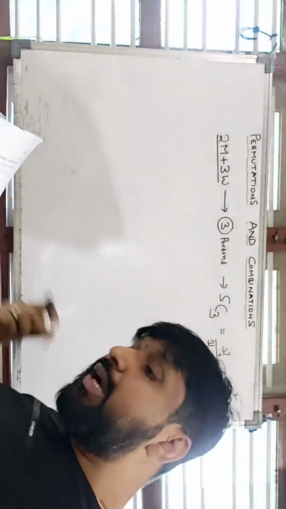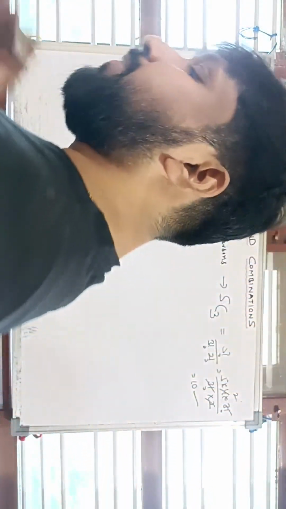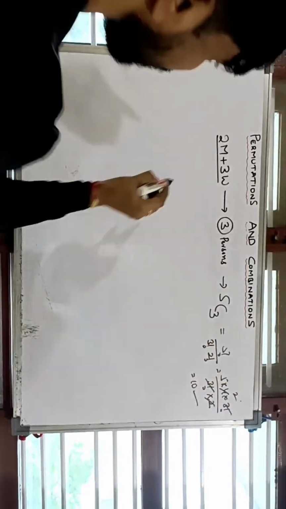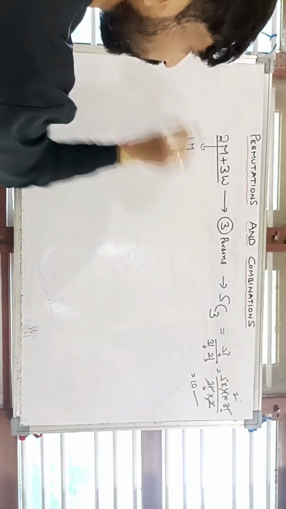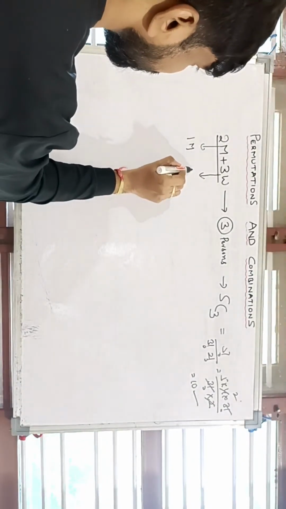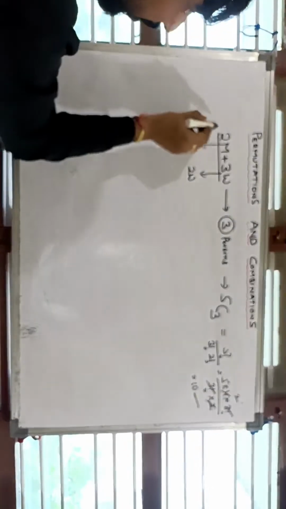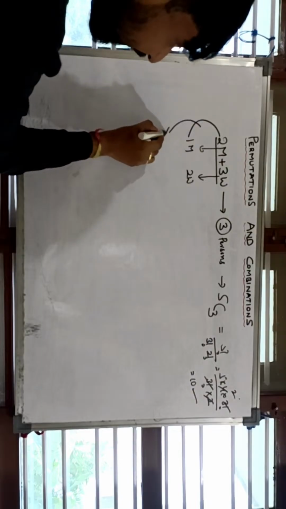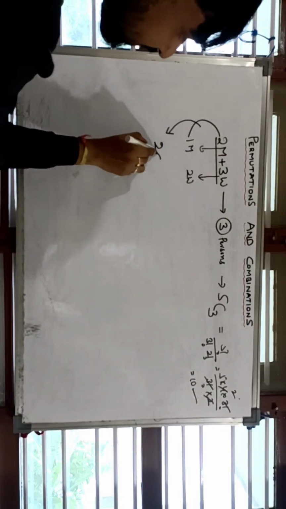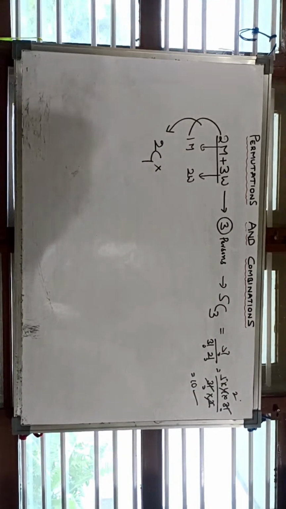Then what is the other condition given? How many of these committees would consist of 1 man and 2 women? You want 1 man out of 2 men, and out of 3 women, you want 2 women. So from 2 men, 1 man can be selected in 2C1 ways. Clear?